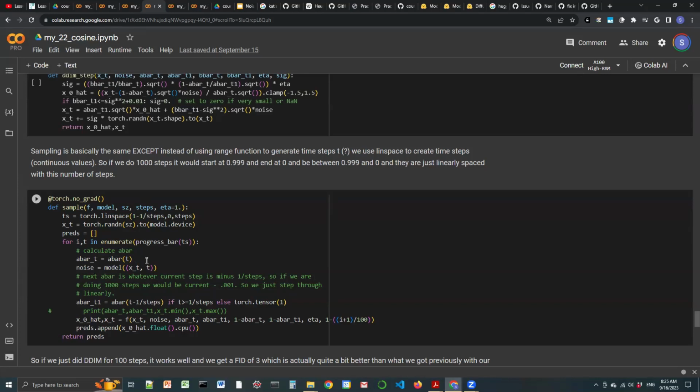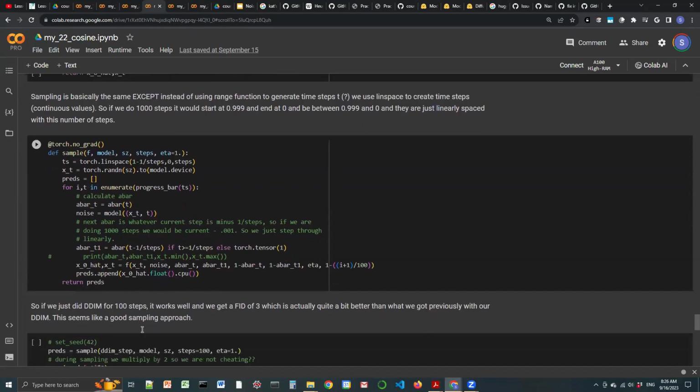And then you do the noising, and then we do the next A bar, which is whatever the current step is minus 1 over step. So if you're doing 1,000 steps, it would be current minus 0.001 because it's a continuous value, if you recall. And so we just step through that linearly. That's for A bar T1, that is A bar minus, you can think of it as the next step. And then you get the x0 hat and x of t from this, and you return the preds to which you have just appended the predicted x0.